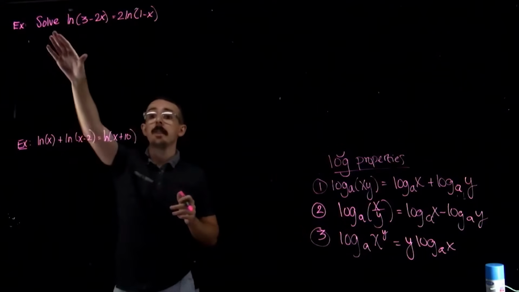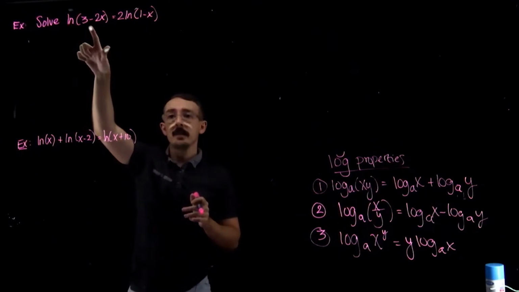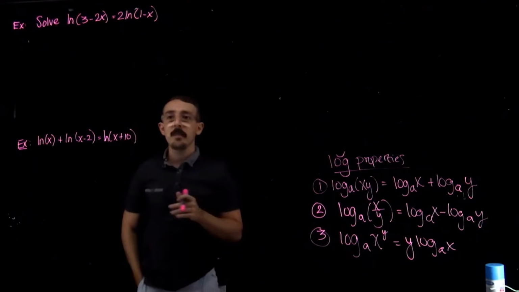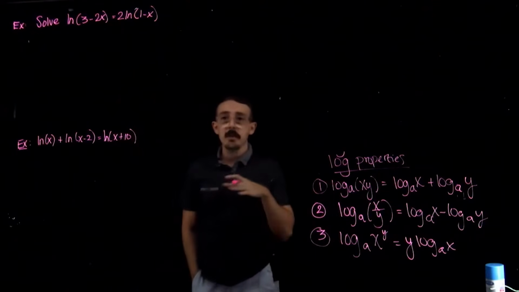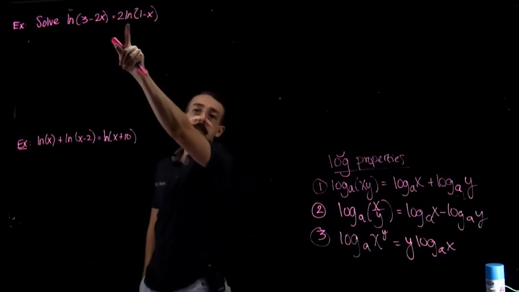All right, so this first one, we're going to solve ln of (3 minus 2x) is equal to 2 ln of (1 minus x). So I should be on the lookout for any properties that I could use. And I see a 2 in front of log.